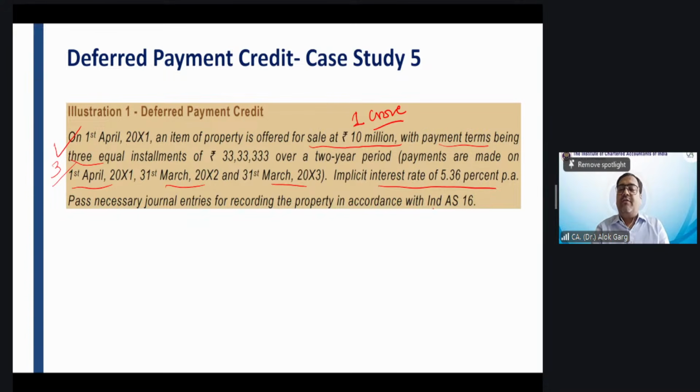So payments are made on 1st April, meaning at the date when the asset was purchased, and at the end of the first year and at the end of the second year. And the rate of interest is also given, the implicit interest rate. Pass necessary journal entries for recording the property in accordance with Ind AS 16. कैसे record करें इसको? Help me understand and solve this question. How will I solve this question? Friends, कैसे solve करूं मैं इस question को?